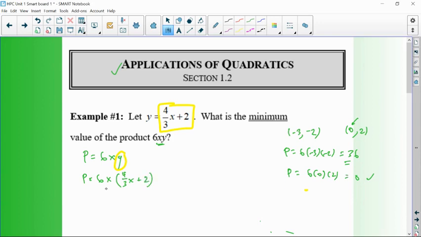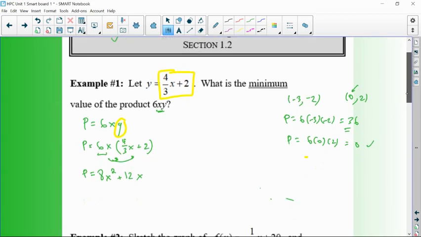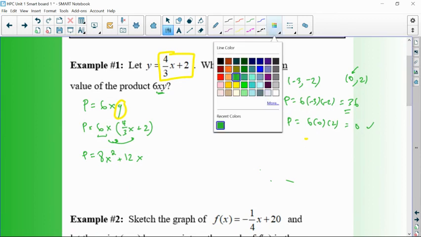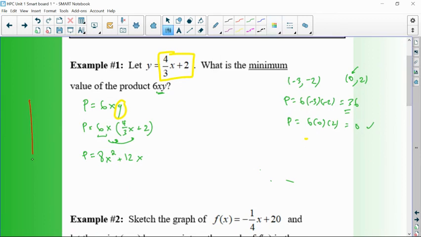I can distribute this 6x into this parenthesis. So my product is equal to 24 divided by 3, so 8x squared. 6x times 2 is plus 12x. Okay, so now this is a quadratic function, and it's a quadratic function that is opening in the up direction, because our coefficient is positive 8.